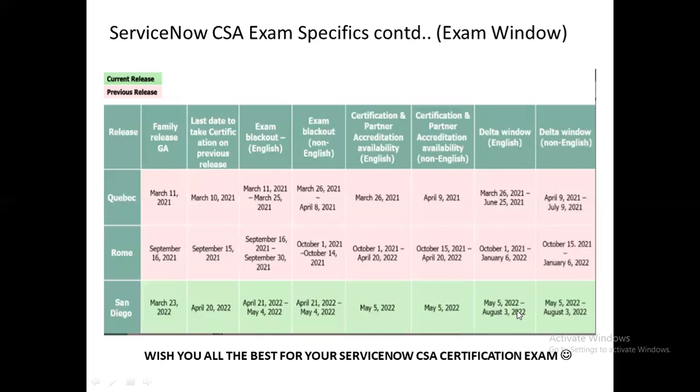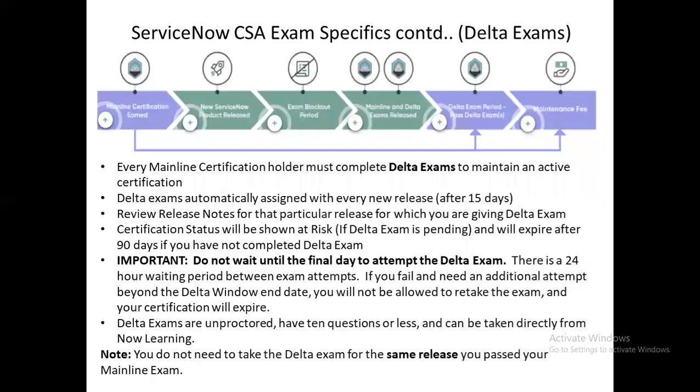This is important to understand because sometimes people do write exams. They do clear them as well. They're not able to maintain it because of these reasons. Sometimes they're not aware of the important dates and important concepts about the exams. That is why it becomes all the more important to understand these things because they are applicable for all the exams. So even if you do the ServiceNow ITSM CIS certification, that will also get expired if you do not do this delta window. So these concepts are applicable for all the exams.